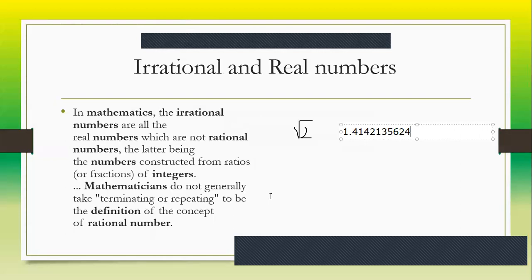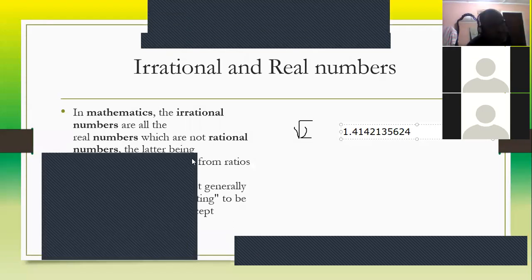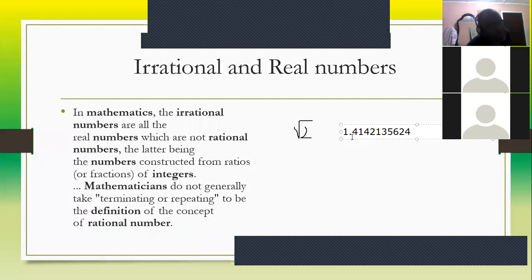You say 1.4121356, it just keeps going. You ever watch a program on TV and the numbers just keep going all over the place? Never. All right, but the point is, instead of writing this long number, they just leave that root 2, and this root 2 is called an irrational number.